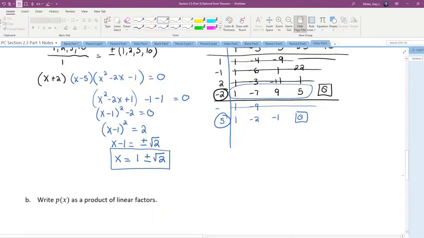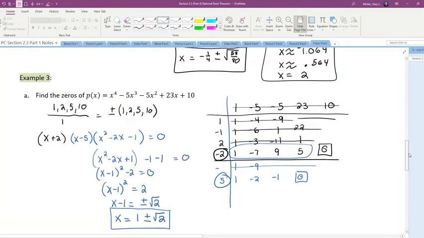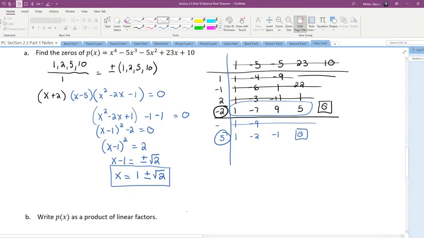B, write the p of x as a product of linear factors. All right. So that means p of x I have factored into, kind of like I was writing above, x plus 2, x minus 5. And now I want to focus on the linear factors piece. Linear factors, this is a quadratic factor. So that's not what it's asking for. It wants this factored down further as linear factors. So how am I going to do that?